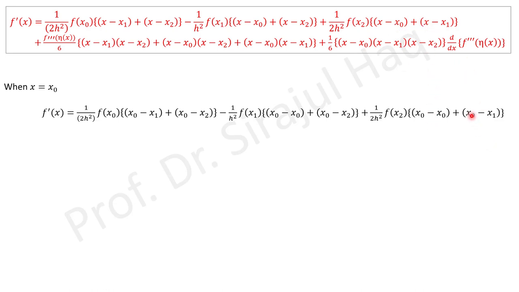Let's come to this. When x is equal to x naught, this term will become 0. This term will become 0, x naught minus x naught. The only term which survives is this one, x naught minus x1 and x naught minus x2. The rest of the terms become 0. And similarly, x is equal to x naught, so this completely becomes 0.